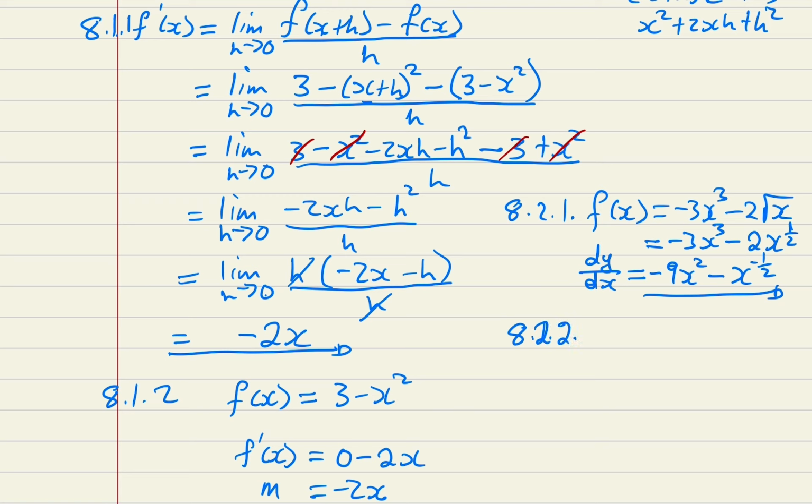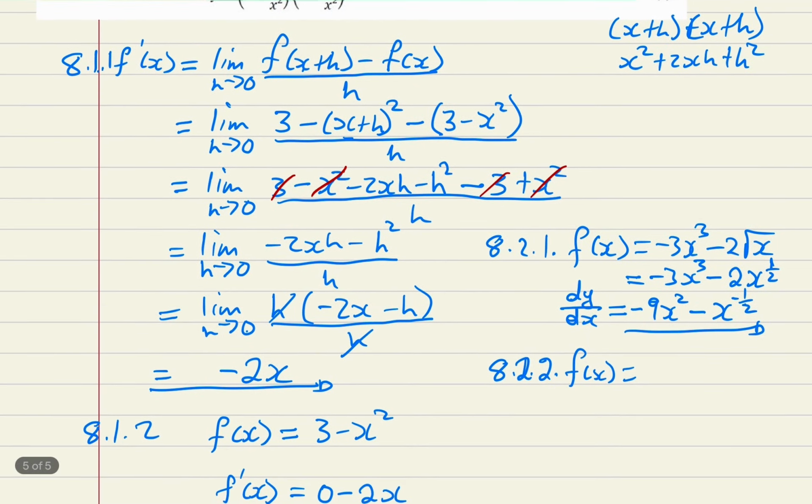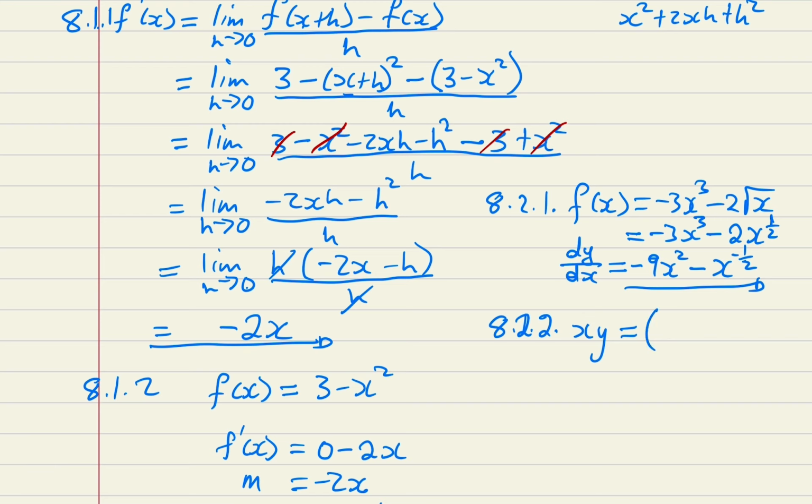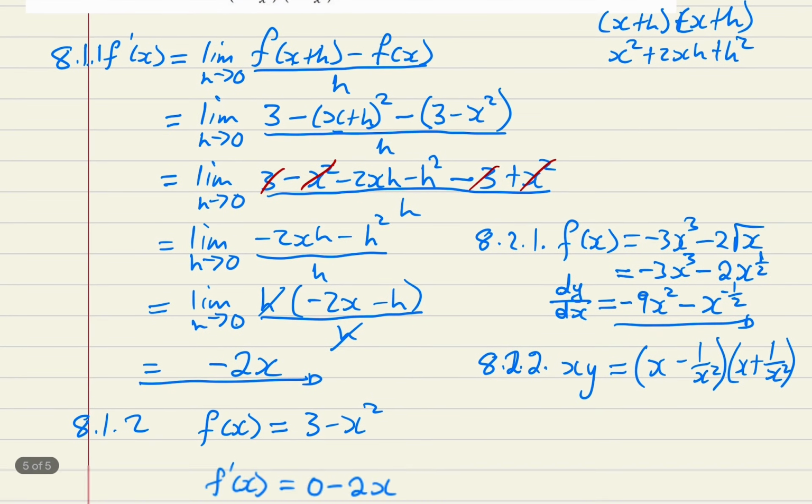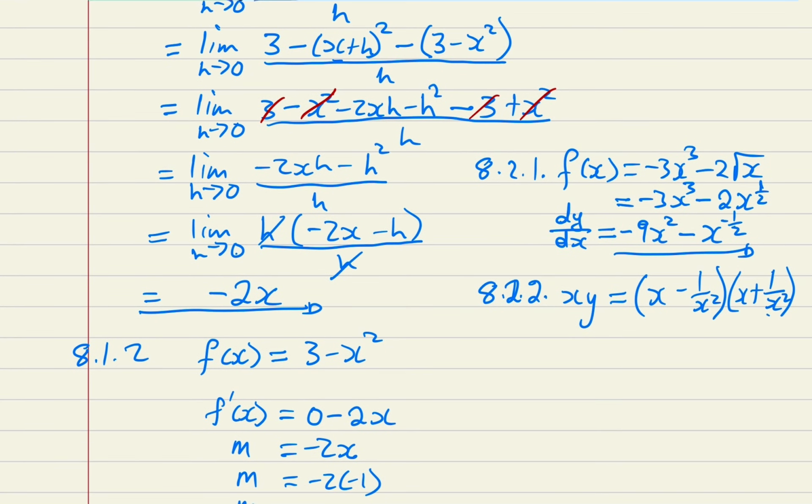Now 8.2.2, it says f of x is equal to, oh okay, it doesn't say f of x. Let me correct myself on that one. It says xy. We have xy equals (x minus 1 over x squared)(x plus 1 over x squared). Now you remember that if we have two brackets like this, it is a difference of two squares. Hence we'll have x squared minus 1 over x to the power of 4.